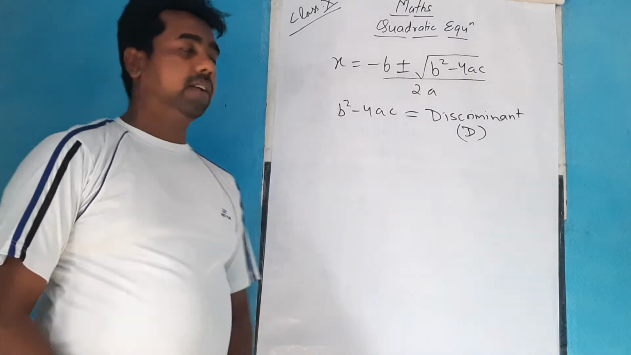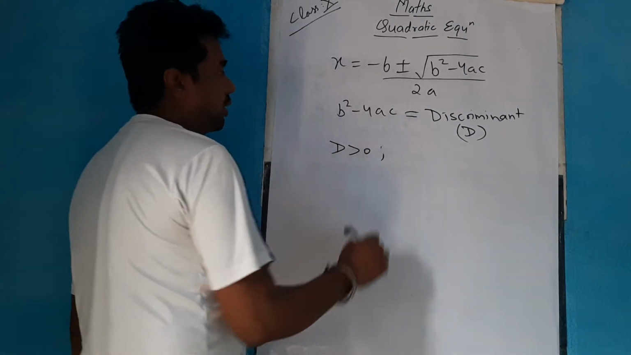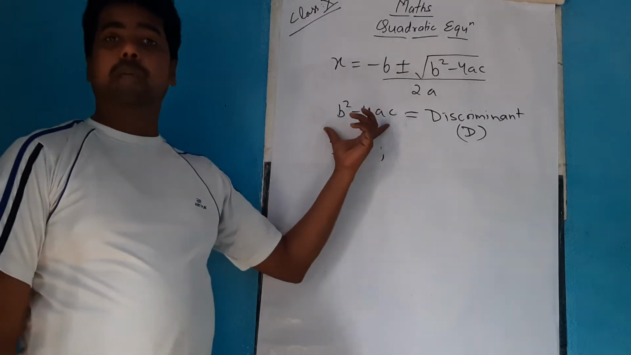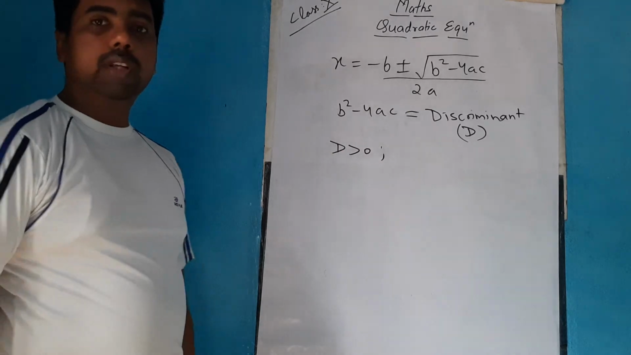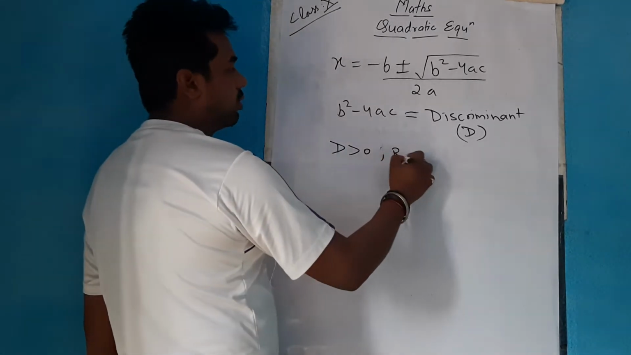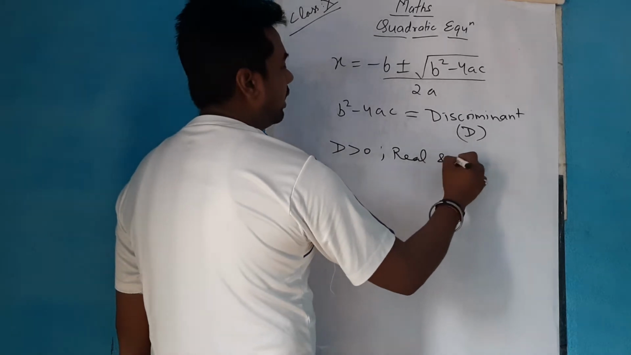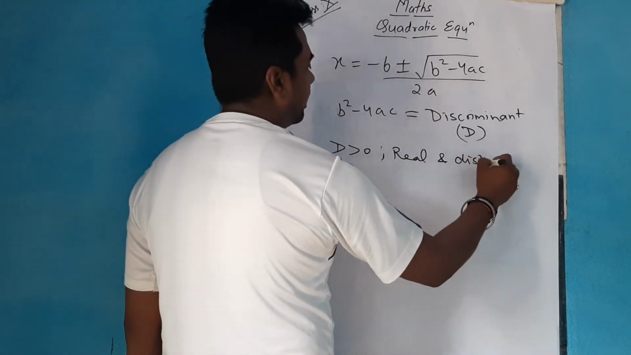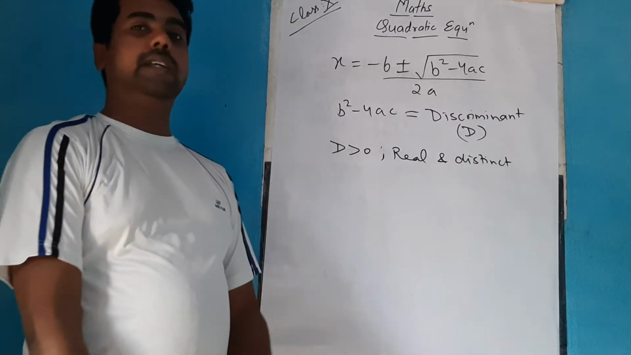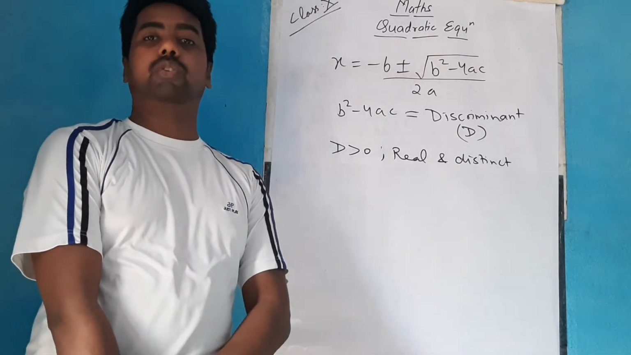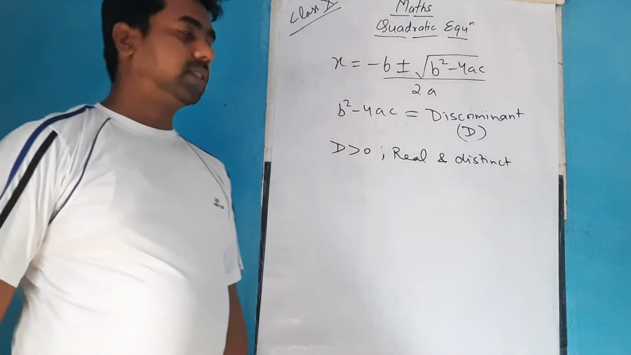How does it define? When you calculate the value of b square minus 4ac from the given equation and you see that the value of D is greater than 0, then we conclude that the roots are real and distinct. Real means the number you get will be a real number, and distinct means you will get two different roots as the answer.